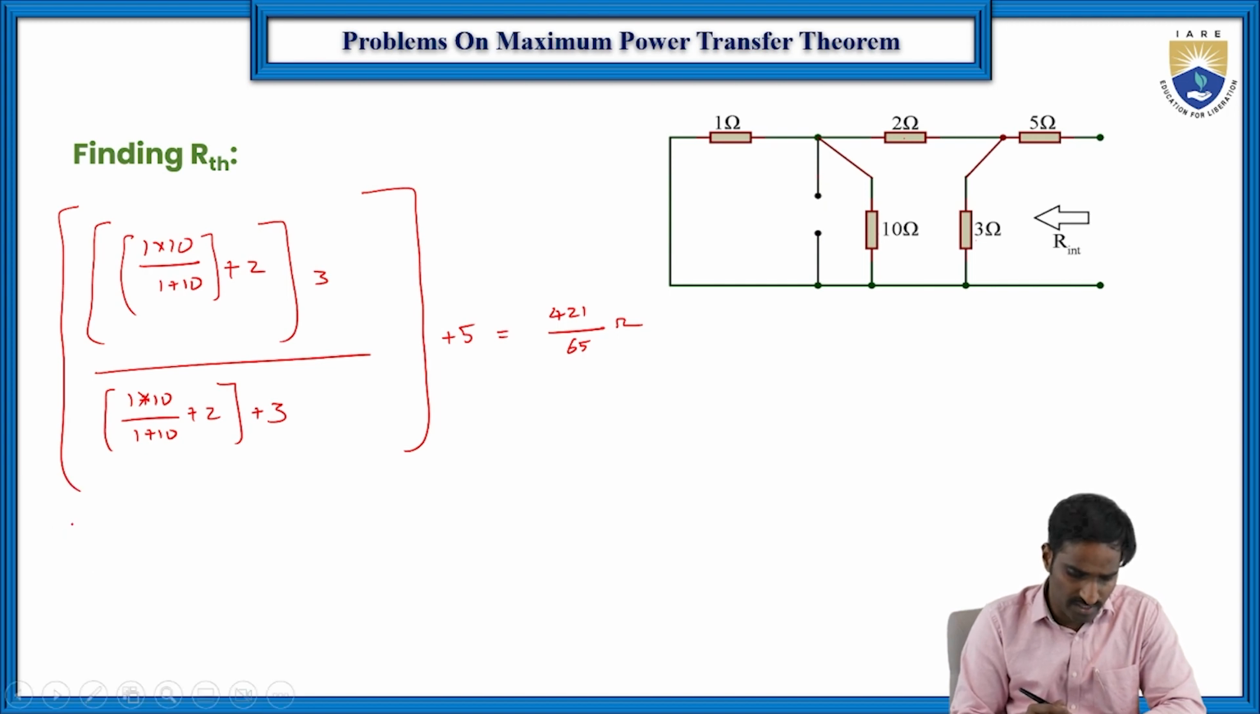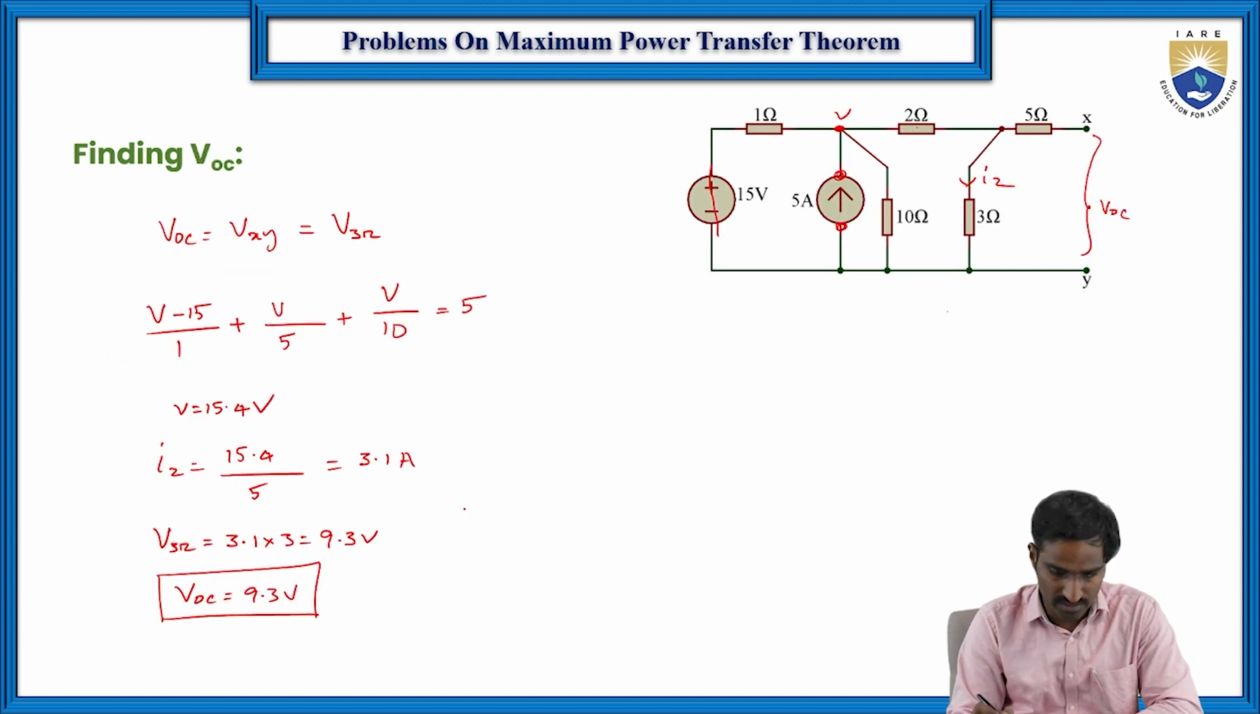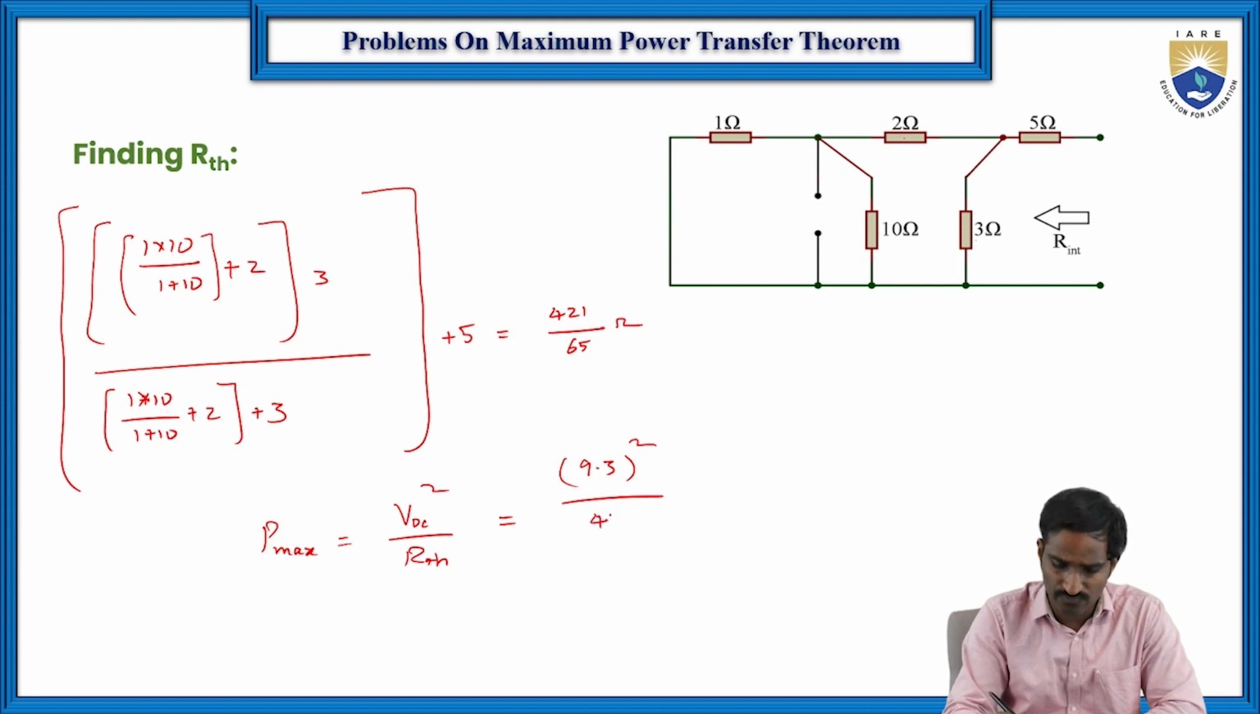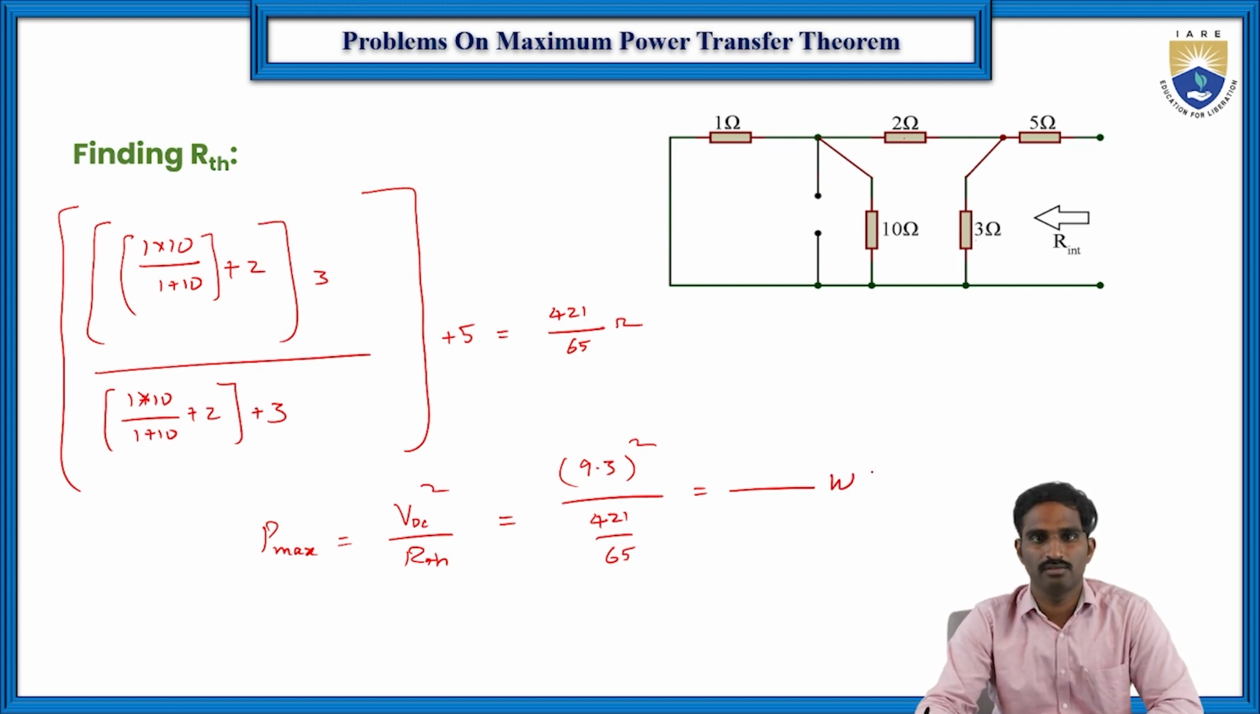Then now we need to find the maximum power. So what is the amount of the maximum power? P maximum, again the same equation, is equal to VOC square by R Thevenin. So VOC, that is 9.3, whole square, by R Thevenin, here it is 421 by 65. Then if you simplify, you will get the value of P maximum, right? So this is how we can find the P maximum.